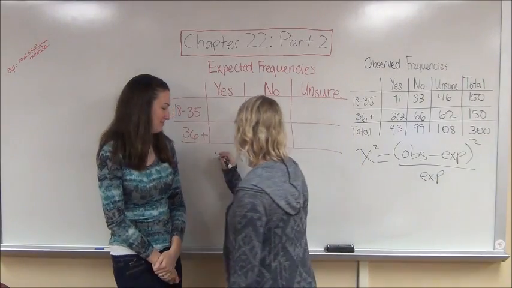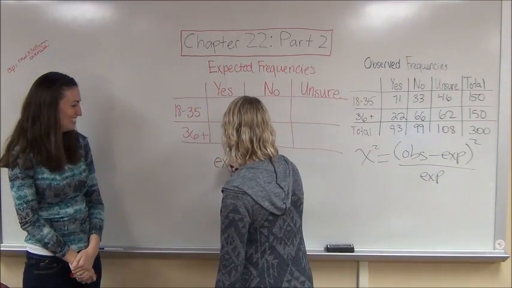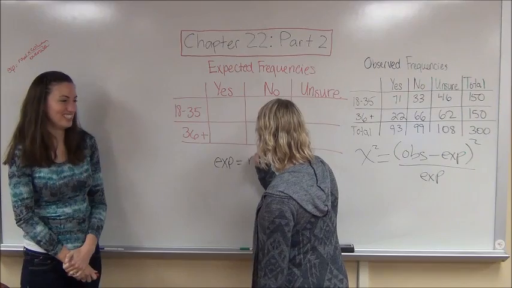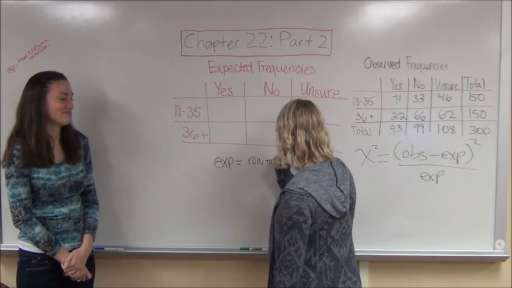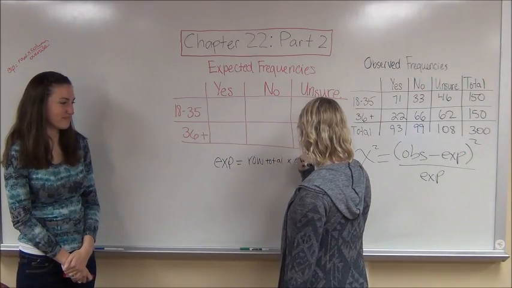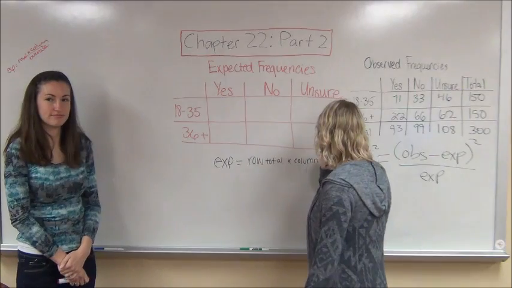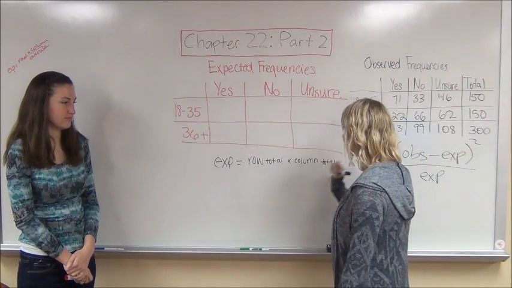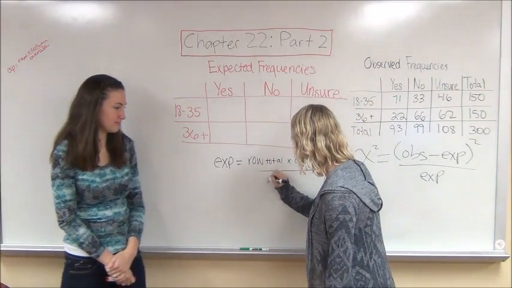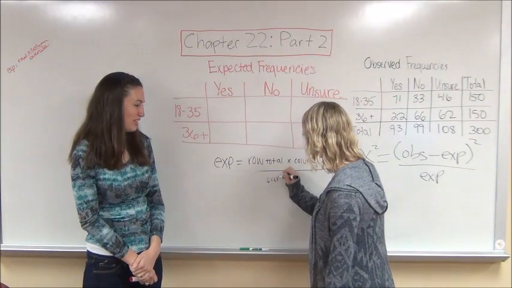Okay, so we can get the expected value by looking at the formula, which is expected value equals row total times column total, all over the overall total. Thank you, Rachel.